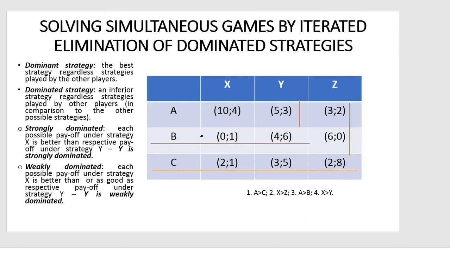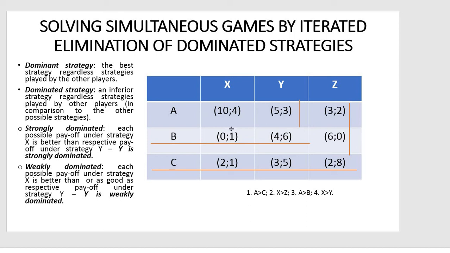Let's compare X and Z. So here 4 is better than 2, 1 is better than 0. So we can say that it never makes any sense for the second player to choose Z over X. So when X is available, he will never choose Z, that's why we cross it out. Then we can get back to the first player.